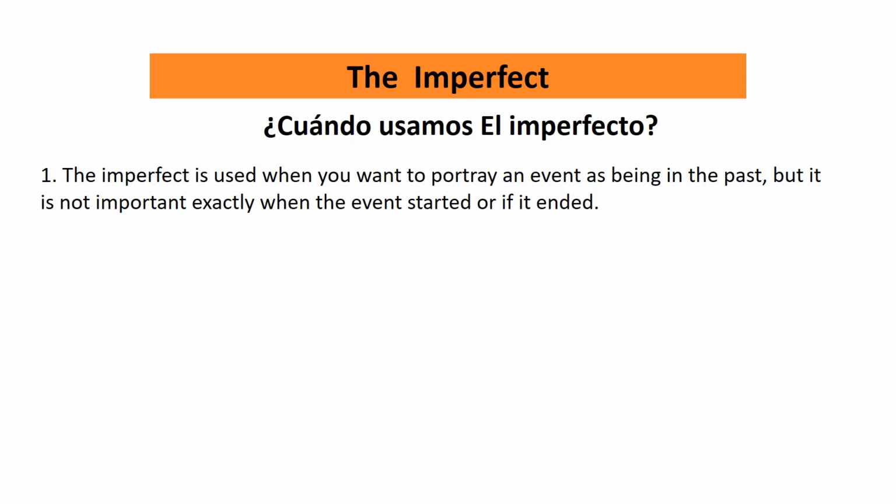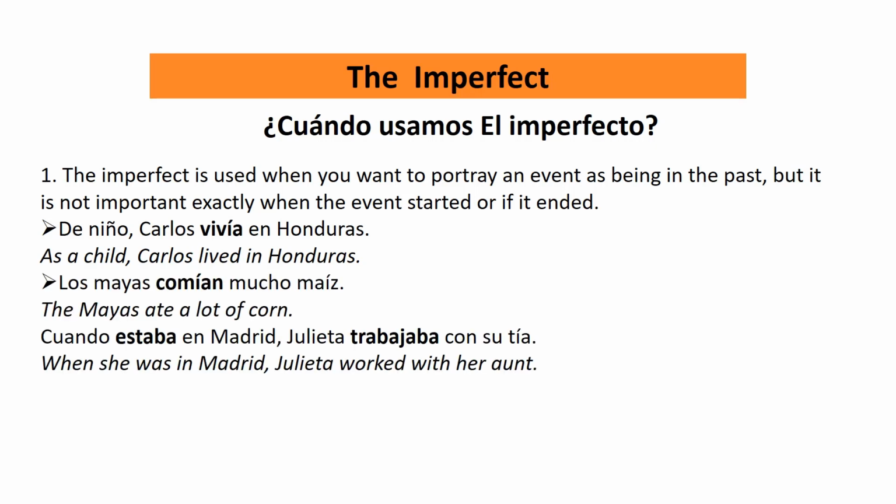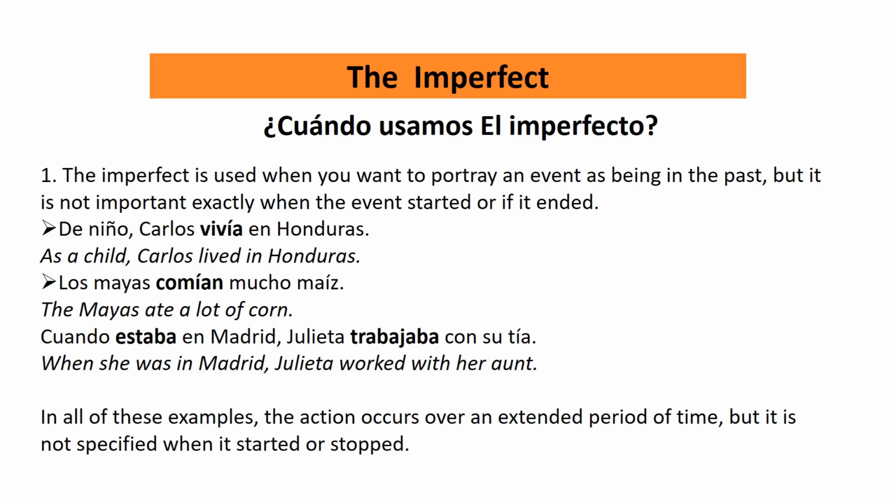Okay, so now we have some examples here. For instance, de niño, Carlos vivía en Honduras. As a child, Carlos lived in Honduras. Los mayas comían mucho maíz. The Mayas ate a lot of corn. Cuando estaba en Madrid, Julieta trabajaba con su tía. When she was in Madrid, Julieta worked with her aunt. As we see in these 3 examples, the action occurs over an extended period of time, but it's not specific when it started or stopped.